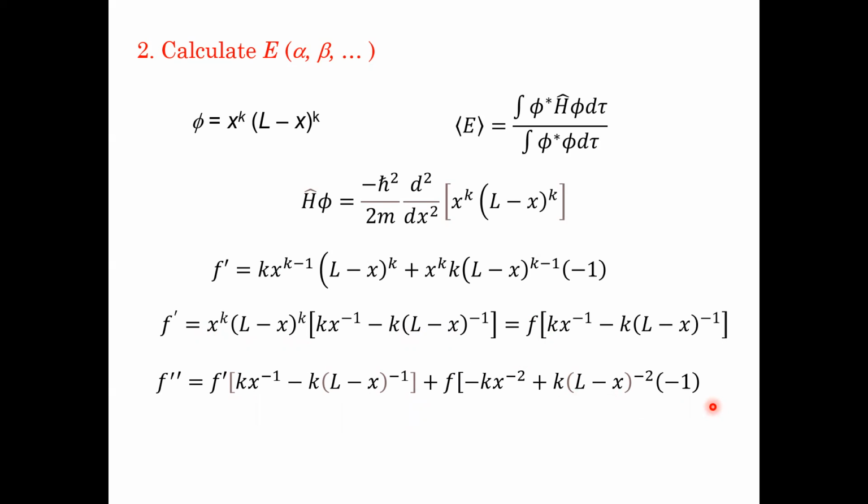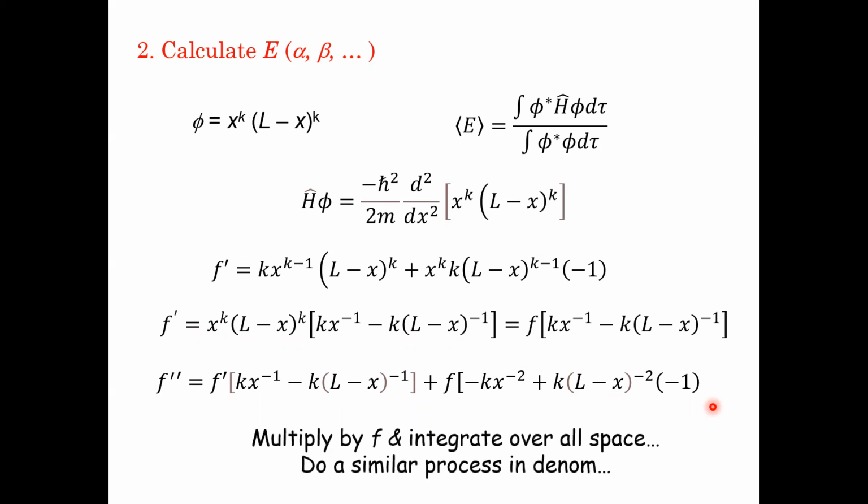We could go on, but I think you're getting a sense of this. The calculus that is involved is pretty detailed, and we're not even done. Once I take this second derivative, I've got to multiply this by phi star and then integrate it over all space. And that's just the numerator. You have to do the same thing with the denominator and put it all together. So there's a lot of calculus involved in all this, but it can be done.